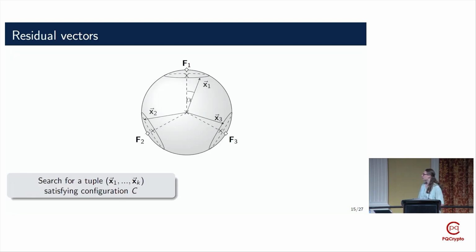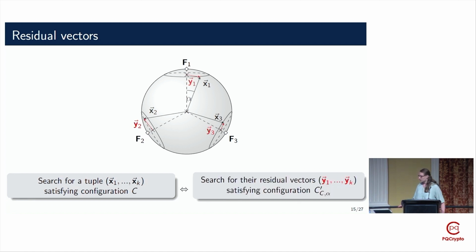So here we have the vectors and the filters, and we are searching for these vectors x1 to xk satisfying C. It's a problem equivalent to searching for these vectors in red, y1 to yk, satisfying a configuration C prime that just depends on C and alpha. And this problem is much easier to solve than the problem with the x vectors. It's due to the filtering. So in the following, we will search for these y vectors.